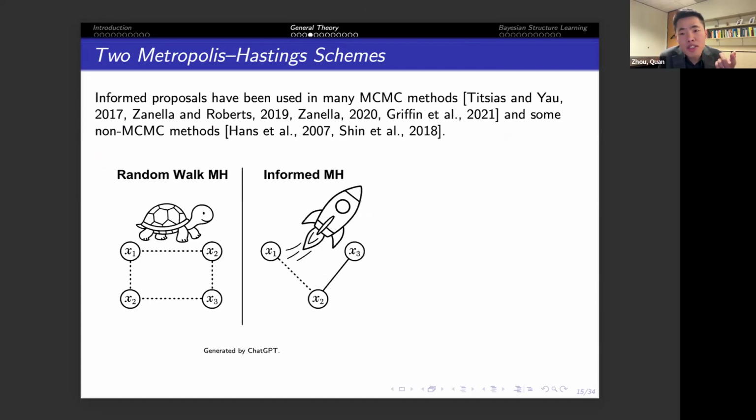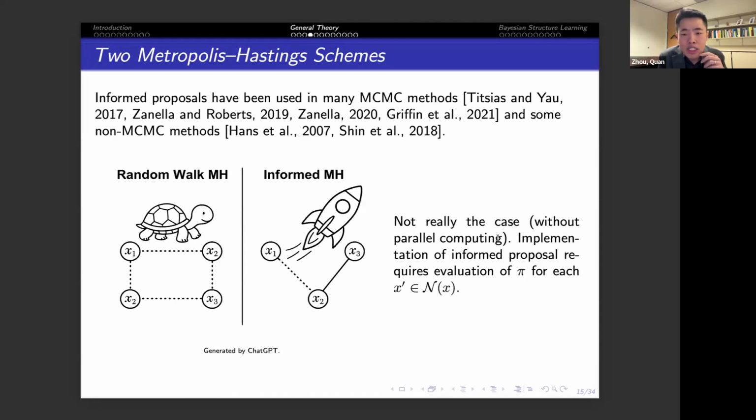The first time you see these informed Metropolis-Hastings algorithms, you may think that they converge much faster than random walk Metropolis-Hastings. If you think of random walk Metropolis-Hastings as a turtle, you may imagine that informed Metropolis-Hastings can behave like a rocket. Well, this is not really the case. When we implement these informed proposals, in every iteration I need to evaluate the posterior probabilities of all the neighboring states, and this evaluation takes a lot of time. So every iteration of informed Metropolis-Hastings is a lot more time consuming than random walk Metropolis-Hastings. And in some cases, if you don't devise the informed proposal scheme carefully, you can even end up with an algorithm that behaves much worse than random walk Metropolis-Hastings.